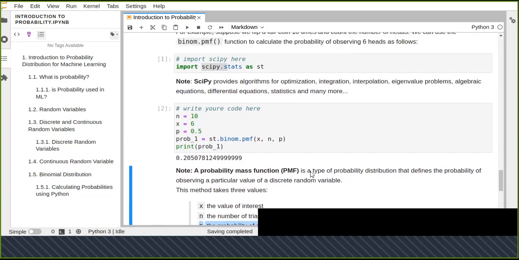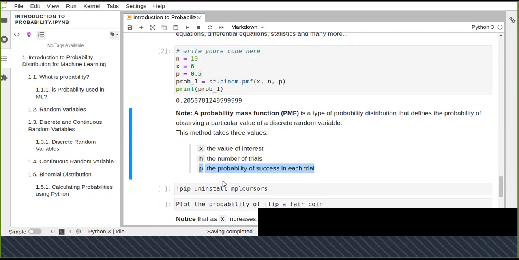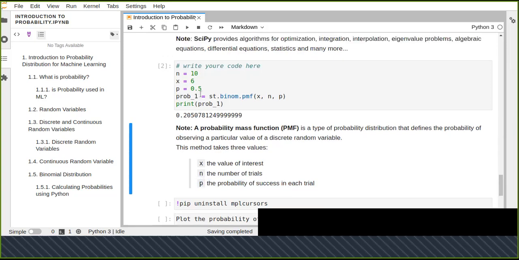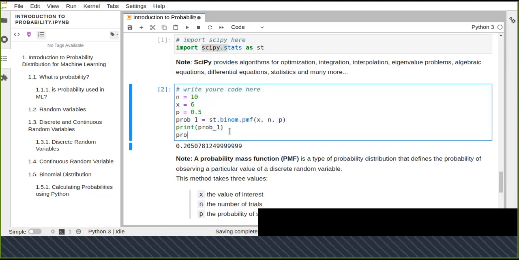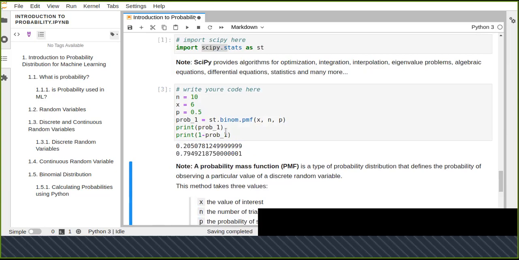So the probability of failure is 1 minus the probability of success. So from this example, let's print 1 minus p. So almost 80% is failure. That is tails.